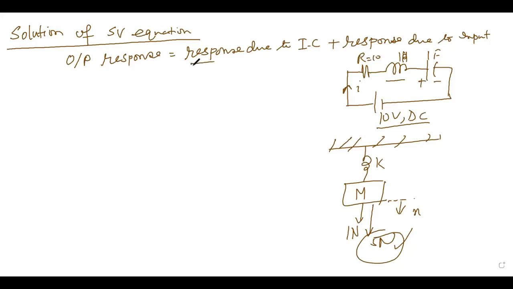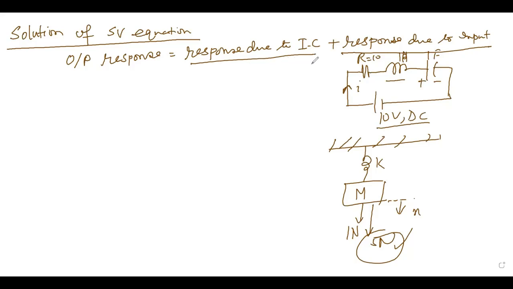Now how to find the response due to initial condition? For that you set the input to 0. And how to find the input response? For that you set the initial condition to 0. Isn't it? Then you use the superposition theorem to find the total response. The total response is equal to the response due to initial condition plus the response due to input.